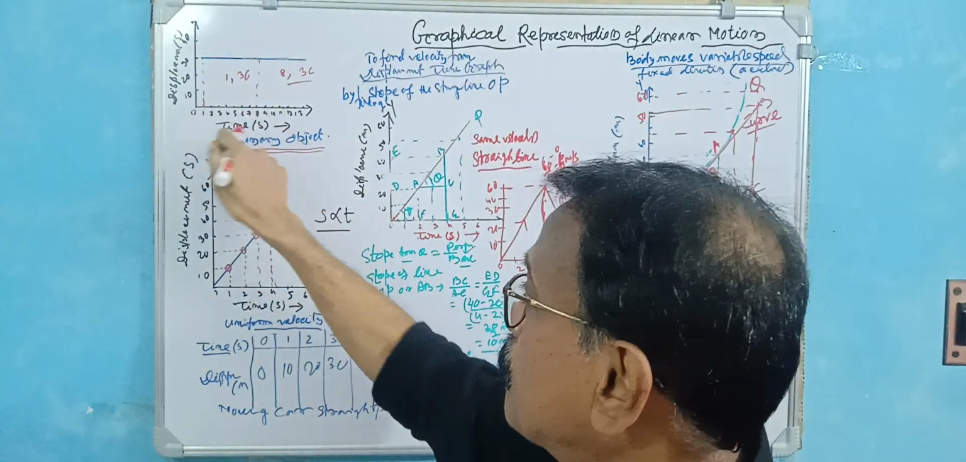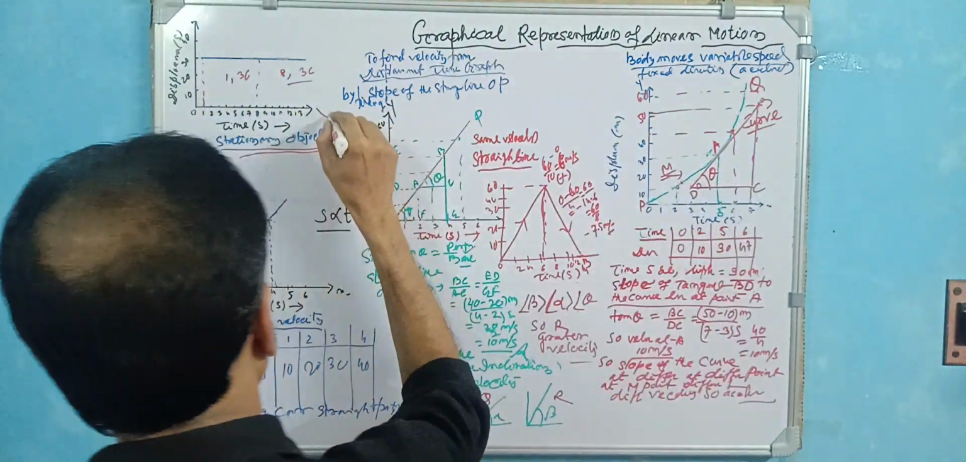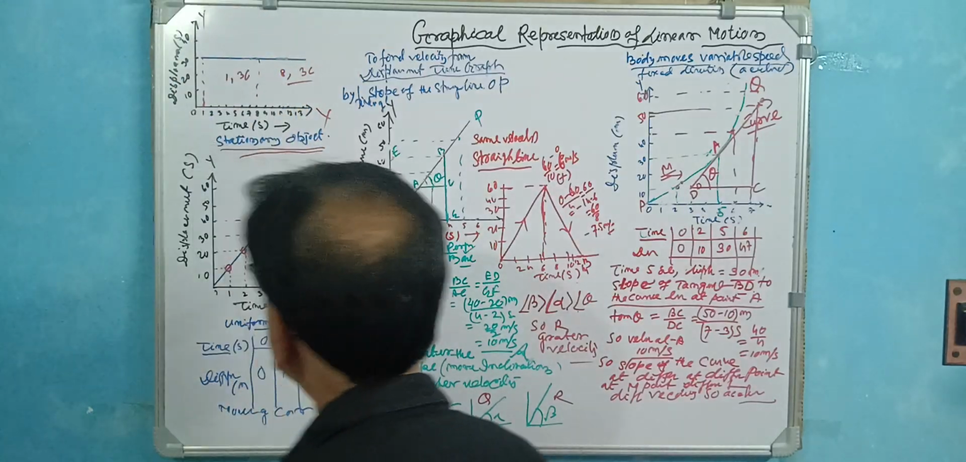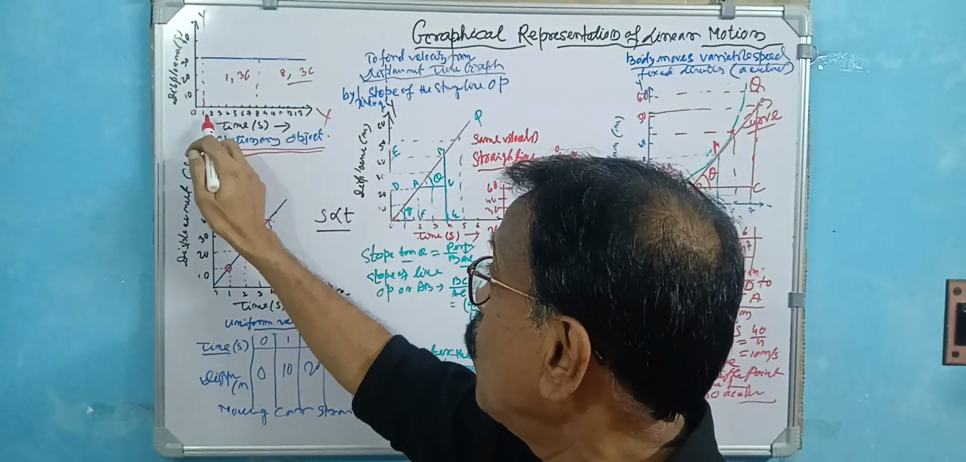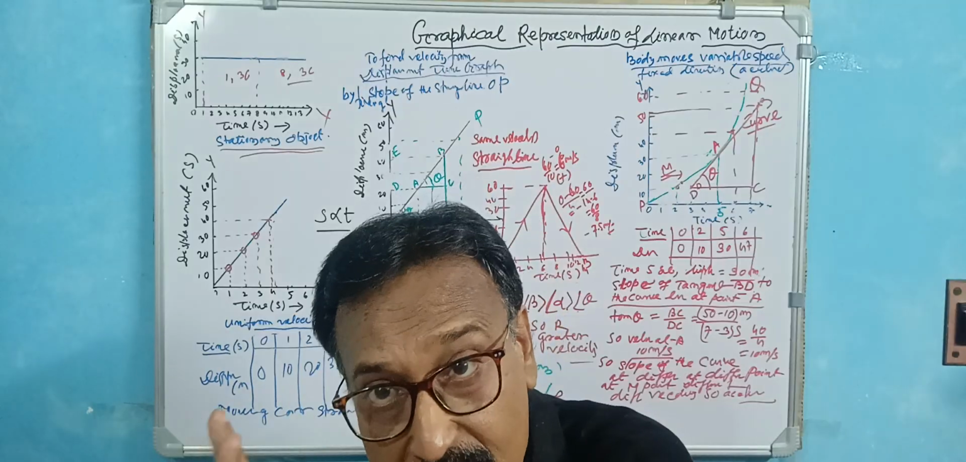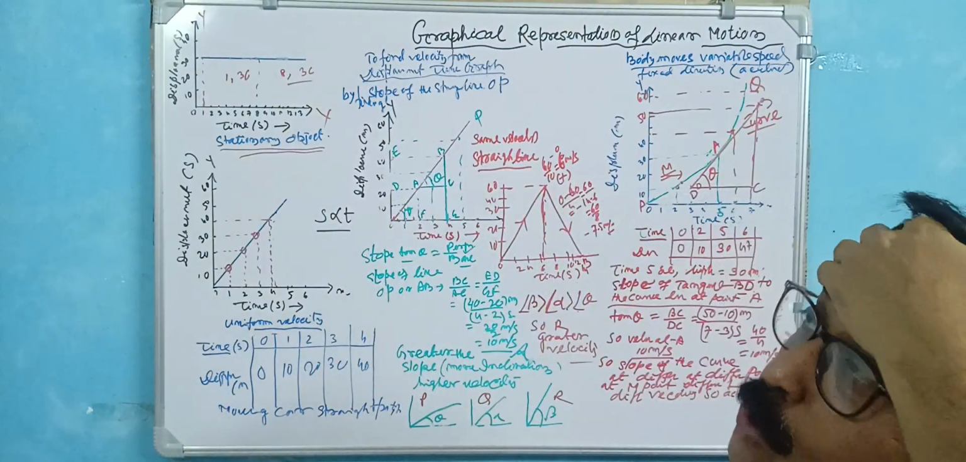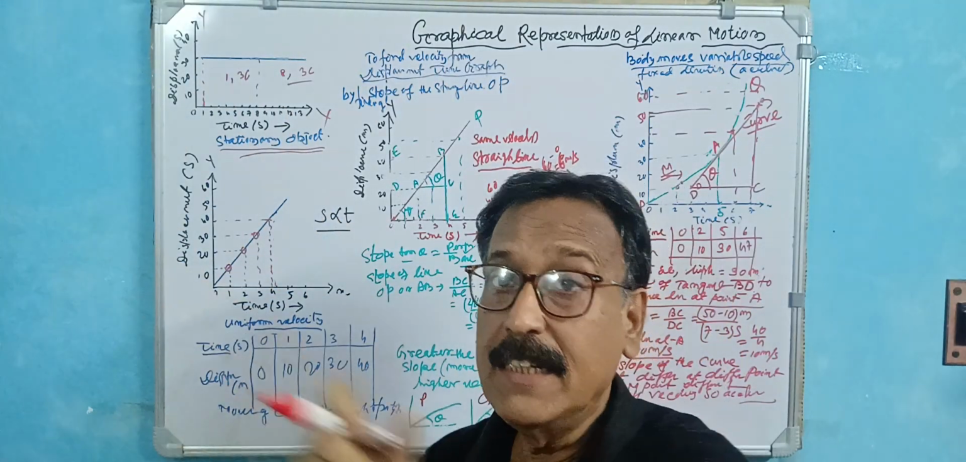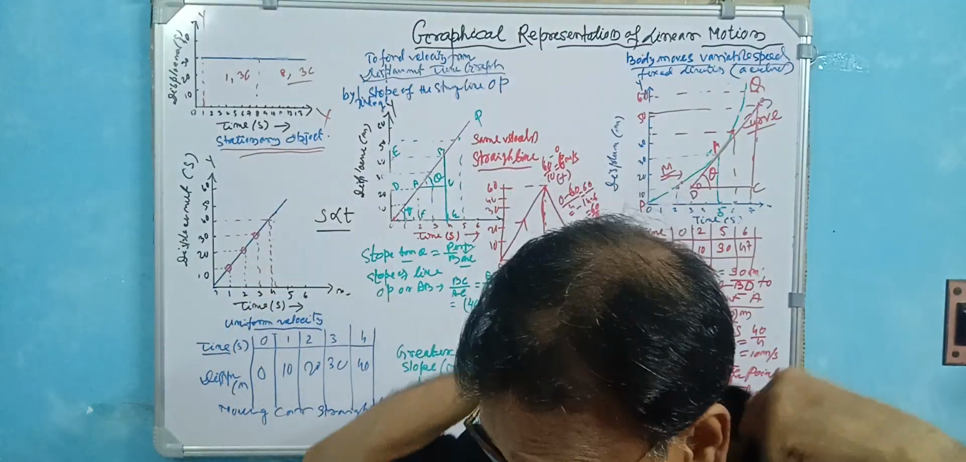The straight line is parallel to the x-axis. Suppose this is the x-axis and this is the y-axis. With respect to time, in 1 second, in which way do you study the graph? That is very important. From where you study and in which way you study the graph and understand from the graph.